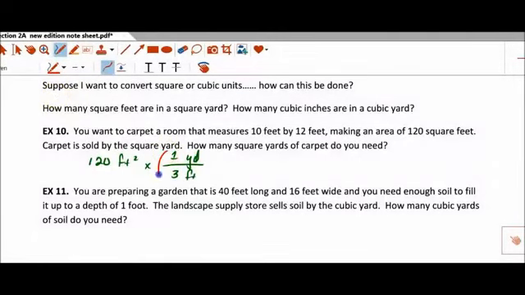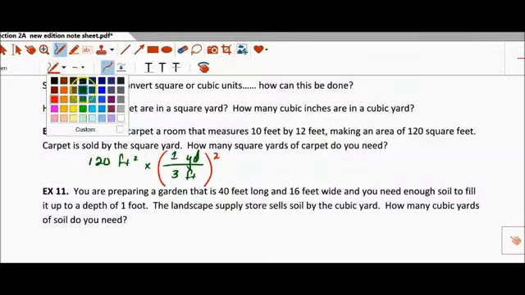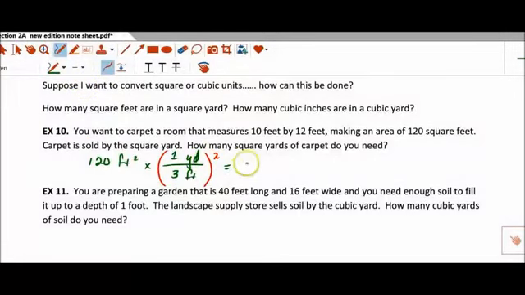So what I can do is take this fraction and raise it to the second power, similar to what I did at the end of that last video. That's going to give me 120 square feet times, when I square both parts, I square the 1, which is just 1, square the yards, which is yards squared, square the 3, which gives me 9, and square the feet, which gives me feet squared. Now I'm in a position where I can cancel out my units. Cross cancel feet squared and feet squared.